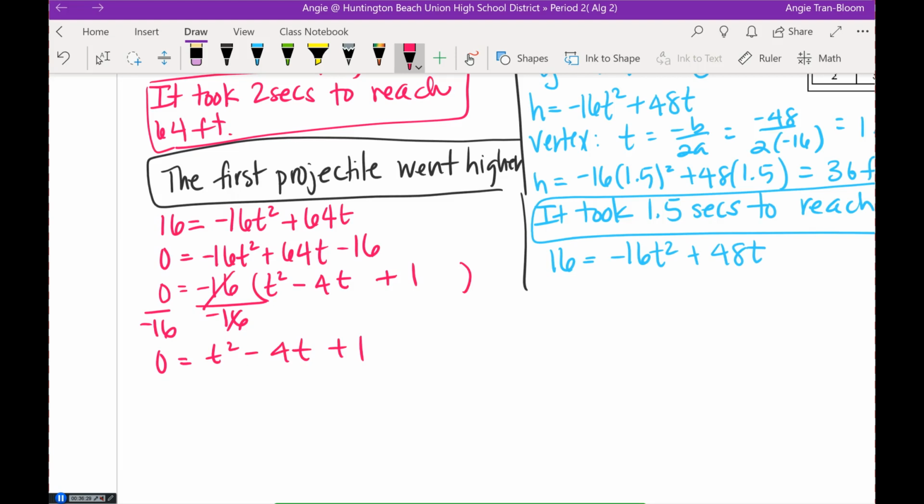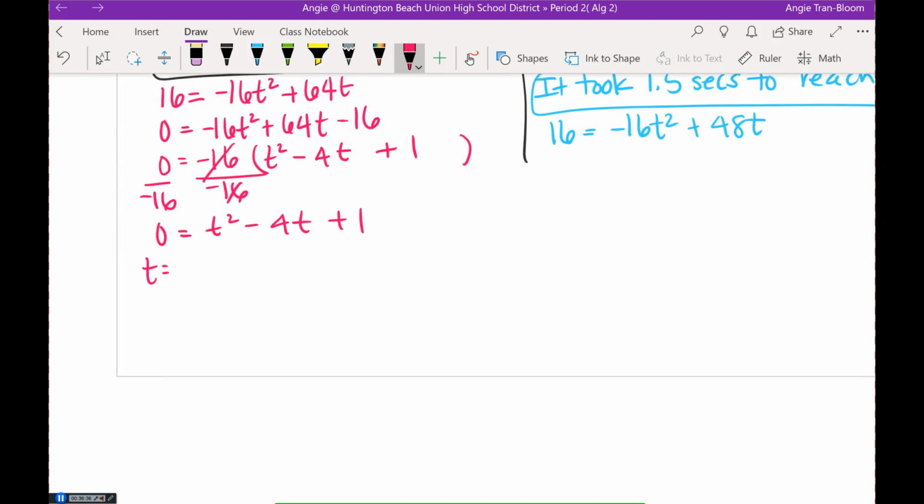Is it factorable? No. So guess what you have to use? Quadratic formula. Here we go. t equals negative b, which is now positive 4, plus or minus the square root of negative 4 squared, which is what? 16, minus 4 times, what's your a value? 1. What's your c value? 1. All over 2 times 1. What's 16 minus 4? 12. So 4 plus or minus square root of 12 divided by 2.